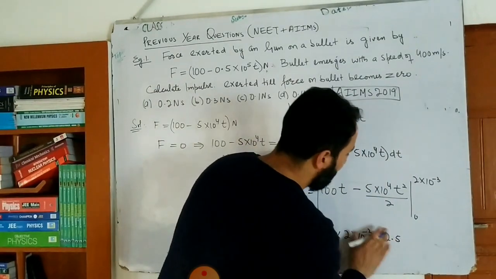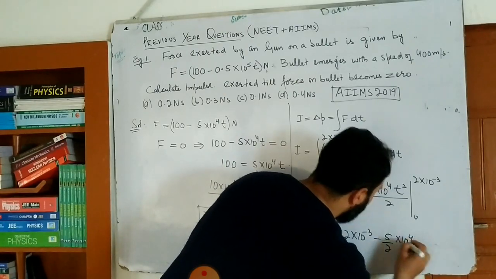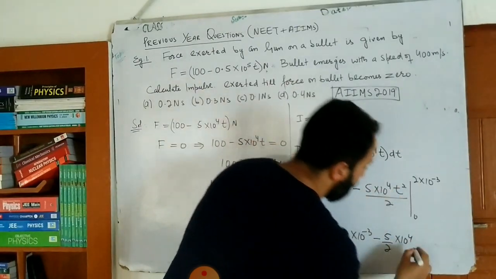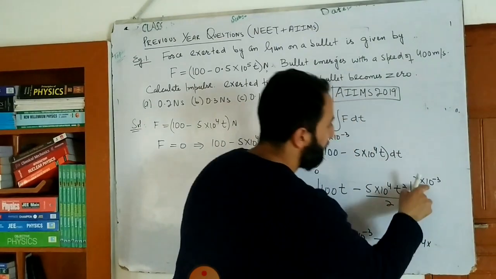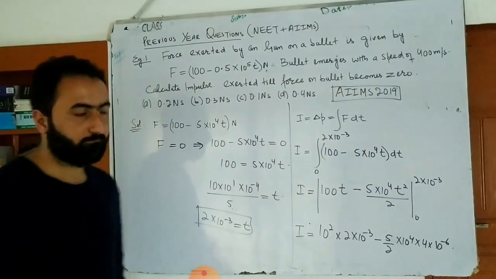2.5. Or I can write it like this: it is 5 divided by 2 multiplied by 10 raised to the power 4. Now this t square, so 2 square is 4, multiplied by 10 raised to the power minus 3, 4 square is 10 raised to the power minus 6. Okay?